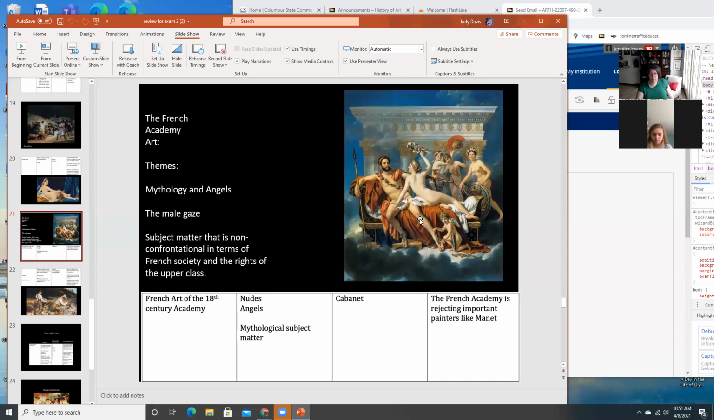Cabanel is probably one of the more famous of the artists that we looked at. And at this point, the French Academy is now rejecting important painters like Manet. And we'll talk about that in just a minute. But the point of the art of the French Academy is that the aristocracy is still living in this world of loving their naked reclining women. You know, it just seems to be the style they favor.